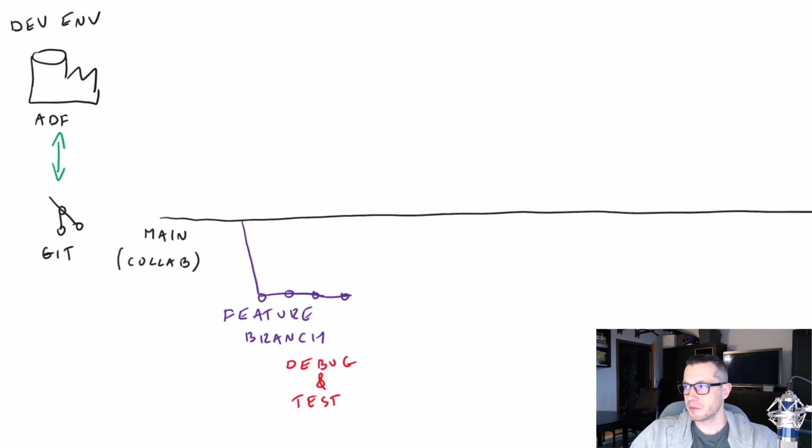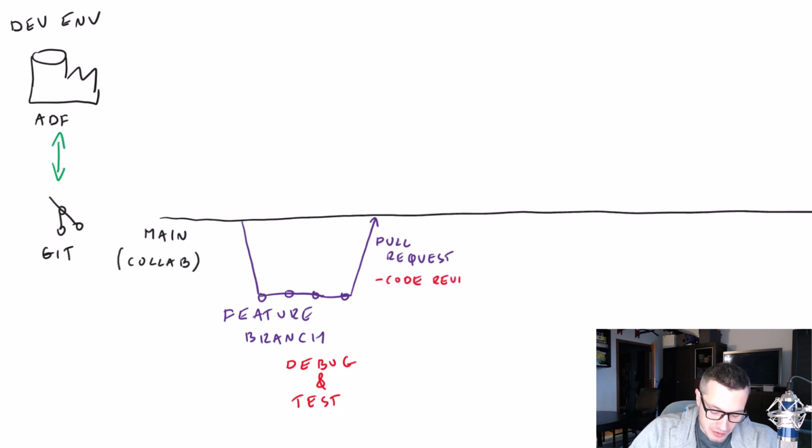Then, once the developer is satisfied with all the changes that were done in scope of the feature branch, what he does is create a pull request to the collaboration branch, to the main branch. So this is a pull request. Basically, it means that the developer says, hey, my part of the code has been tested by me. I believe that it is good enough to be merged into our main branch and then deployed to various environments.